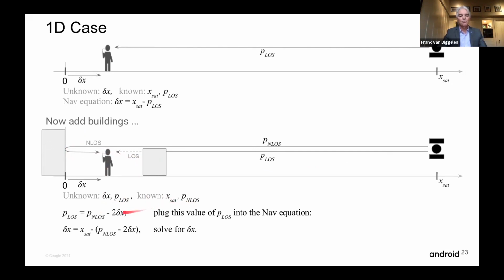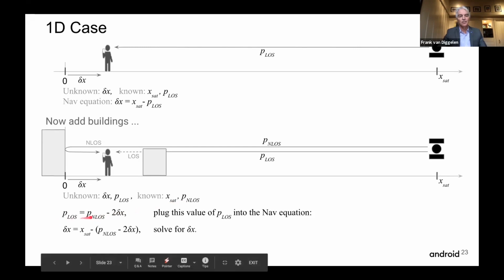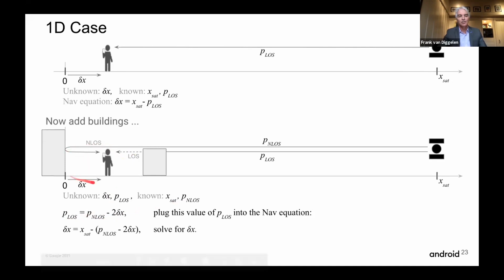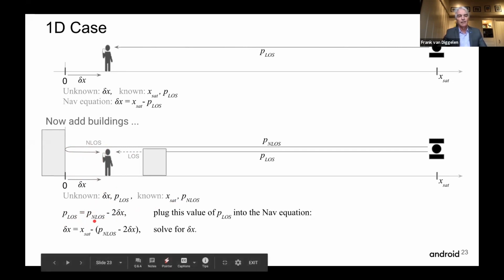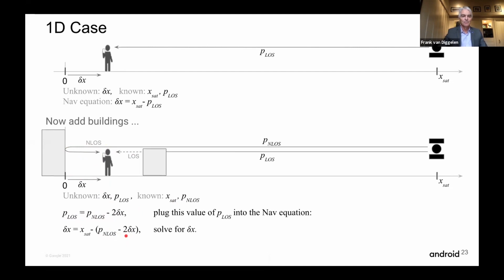So now what we do is we just write the unknown, PLOS, as a function of the known measurement and the thing we're trying to solve for. And you can clearly see this is the relationship: PLOS is PNLOS minus 2 delta x, because the non-line of sight has to go past you and come back. So now we have our unknown value written in terms of something we know and the thing we're trying to find, plug that into the original equation, solve for delta x, and you're done. And just try and remember this, there's a minus 2 delta x in here. You'll see that again later as we get more realistic. Okay, so in 1D, you can solve this problem.